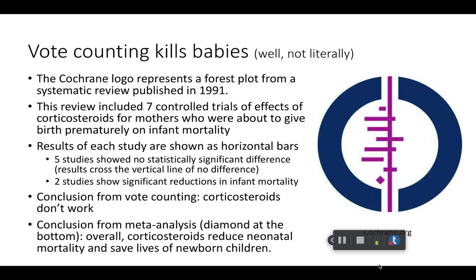In this logo, the results of each study are shown as horizontal bars, the purple horizontal lines. The purple vertical line is the line of no difference. So what you see in this graphic is that 5 studies have horizontal bars that cross the line of no difference. That means they found no significant effects, no differences in birth outcomes between the group of moms who were given corticosteroids and the group who were not given steroids. 5 studies show no statistically significant difference.